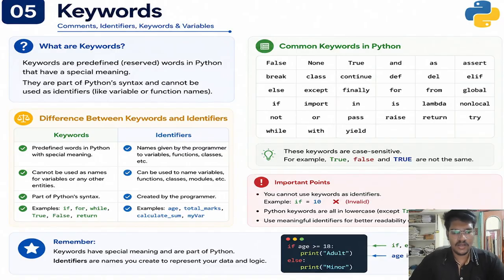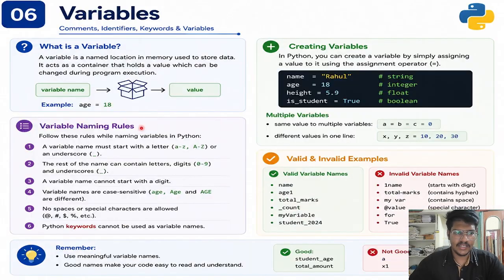Now we are at the core of the concept of this lecture, variables, which the next slide is about. A variable is a named location in memory used to store data. It acts as a container that holds a value which can be changed during program execution.